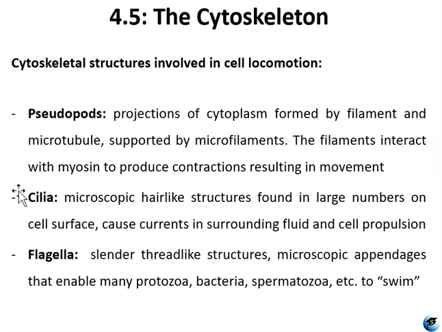And then flagella are slender, thread-like structures. They're essentially microscopic appendages that enable many protozoa, bacteria, and spermatozoa to swim. Cilia are little tiny short appendages. They're more like hairs that wiggle, right? Whereas flagella are more like a dolphin's tail. They can swim, they can move them up and down, side to side. And then really both cilia and flagella are allowing microorganisms to swim, while microbes that have pseudopods are sort of crawling or walking instead of swimming.